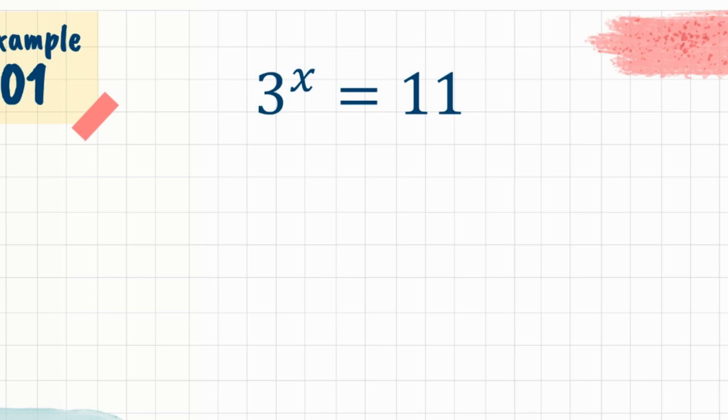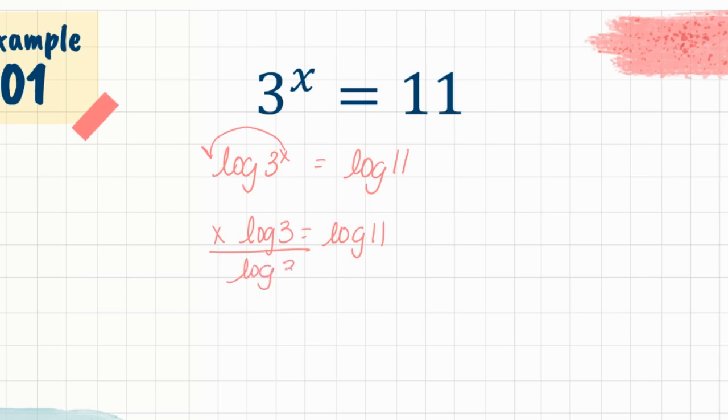Step 2 is to take the log of both sides. We're going to take the log of 3 to the x and the log of 11. Now what we're going to do is this x becomes the multiplier. We have x times log 3 is equal to log 11. Our next step is to divide both sides by log 3. It cancels here. Just like when you have 3x equals 11 and you divide by 3, you're doing the same thing except you're dividing by log 3. And you can see that the log of our answer is over the log of our base. And that's going to give us x.